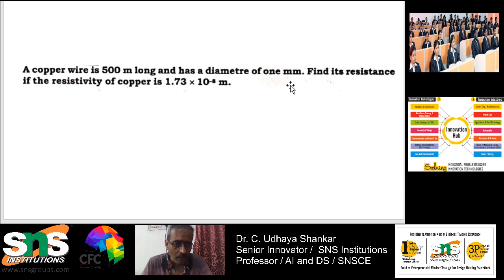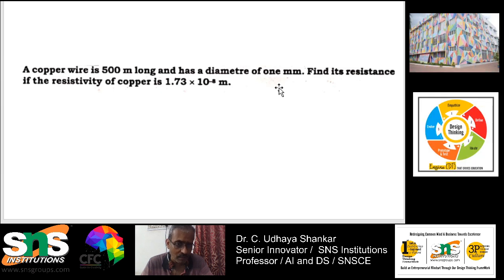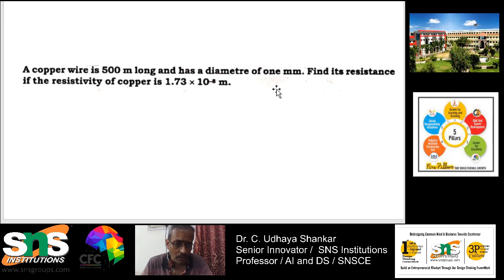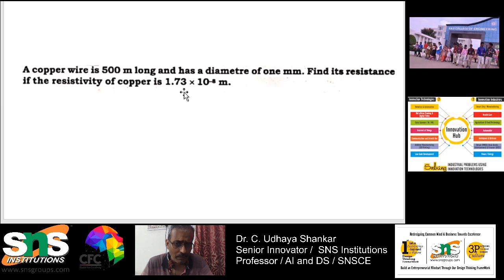For example, the copper wire has a resistivity. I hope you all know what resistivity is, because resistivity is nothing but the specific resistance, which is nothing but resistance per unit meter. For 1 meter, what is the resistance of the copper? That's what resistivity is all about. This can be found from the data sheets. In this problem it has been given.